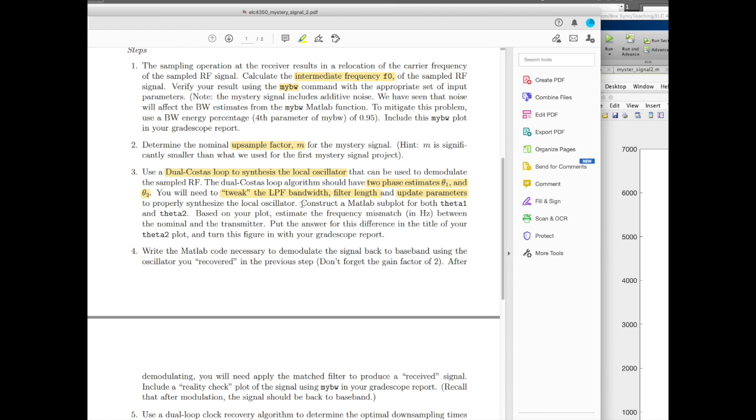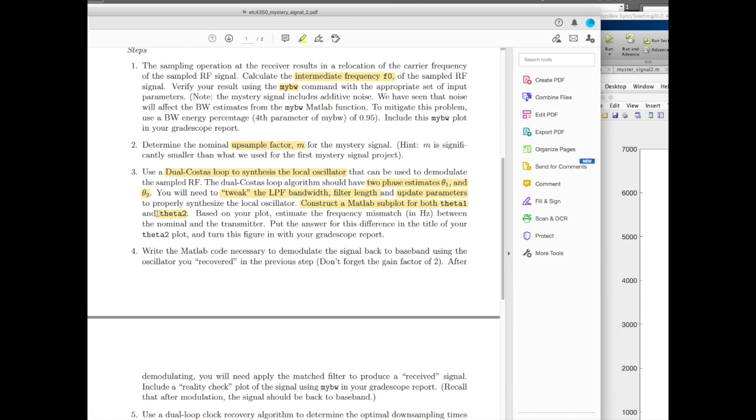All right, in this third step, you're going to construct a subplot for theta 1 and theta 2. Remember, we're doing these dual loop things. I wanted to show you what that would look like. Part of the problem when we start using square root raised cosine pulses is that it's not as easy to plot the time domain plot and make sense of it.